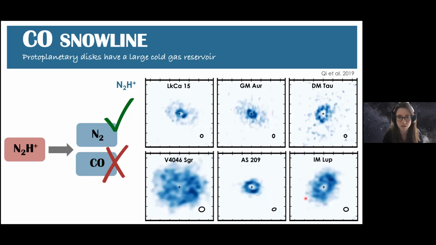And this is a recent gallery of some protoplanetary disks in N2H plus. And just the fact that we see so much N2H plus in these disks means that they have a lot of CO frozen out and they have a large cold outer region. So what about these younger disks? If that's where planet formation starts, are the conditions there the same? Or can we just take these compositions from protoplanetary disks as their initial composition?